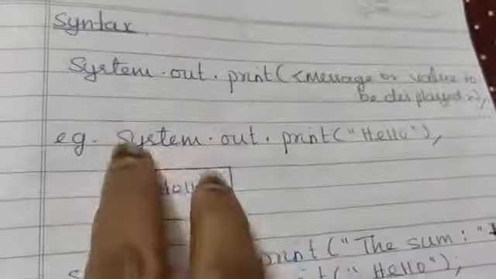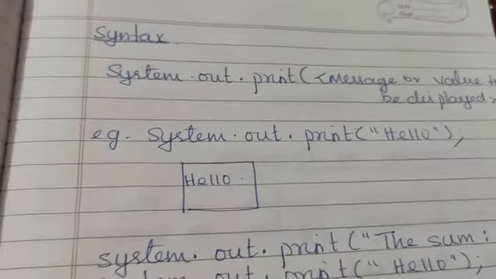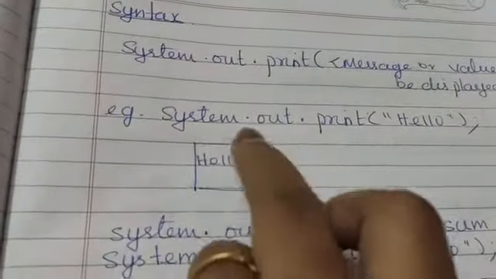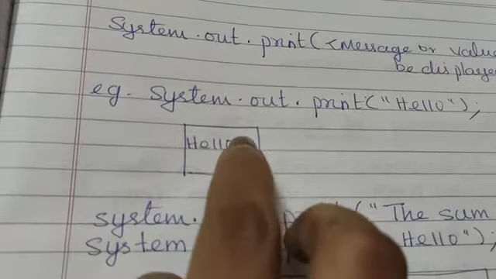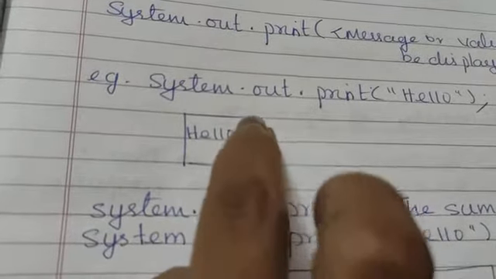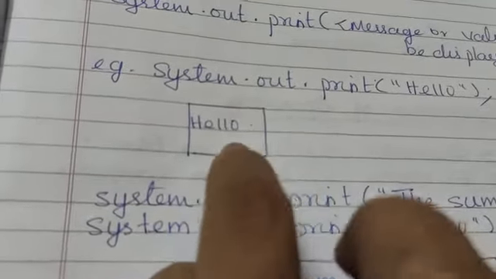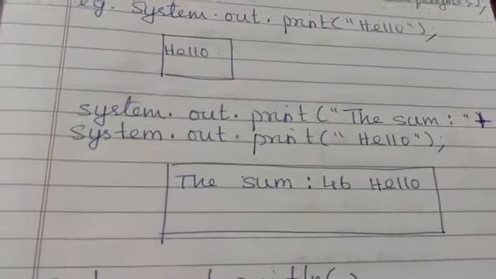The syntax is System.out.print, followed by the message or the value to be displayed on the screen. For example, System.out.print("Hello"). Hello will be printed and your cursor will be blinking right next to the O itself. It won't go to the next line. It will be blinking here itself.